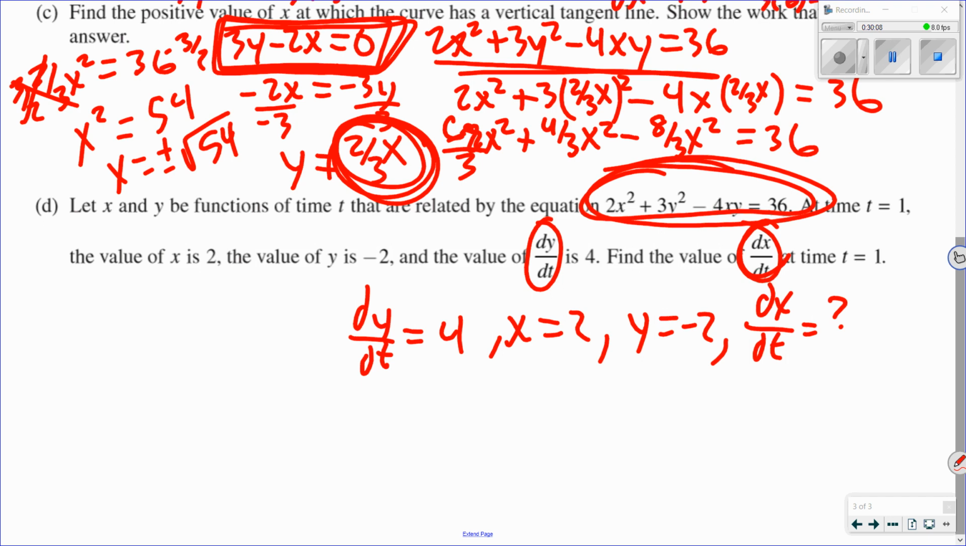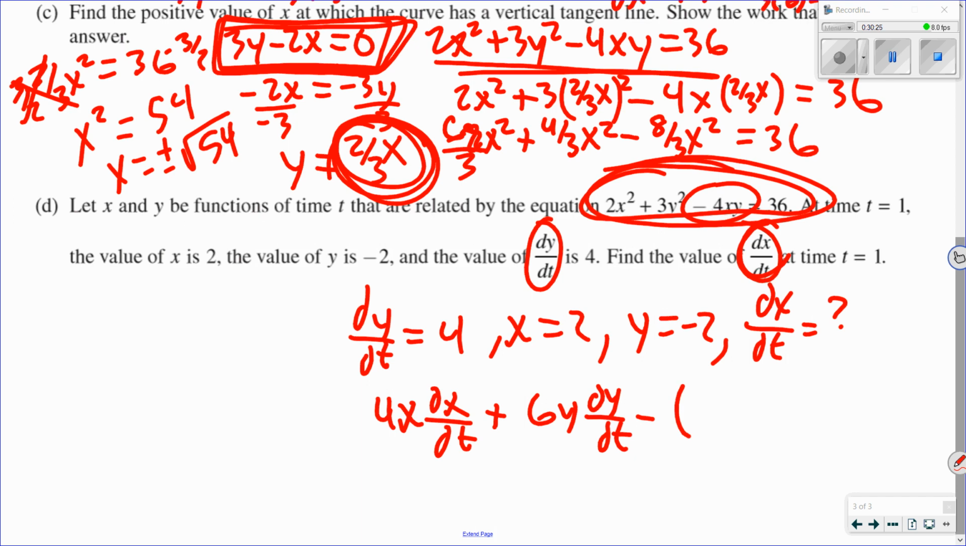If I take the derivative, 2x squared becomes 4x, and you have to include that dx/dt. Plus the derivative of 3y squared would be 6y dy/dt. Minus, and make sure you do the product rule here, so minus 4x dy/dt plus 4y dx/dt equals 0. Okay, now from here on out, we're just plugging everything in.